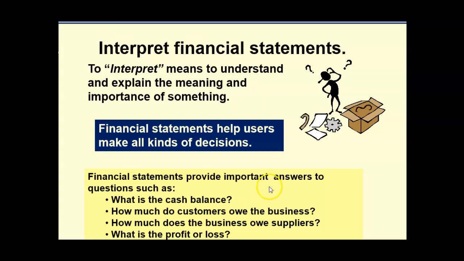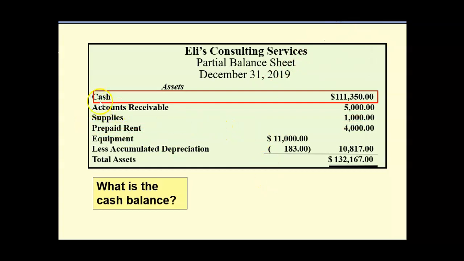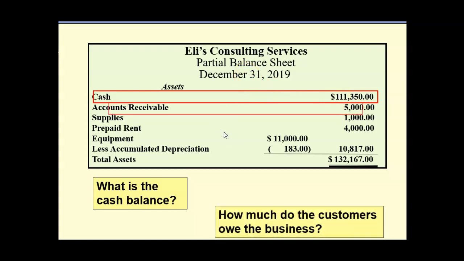So if there's a question about the cash balance, I'll go to the balance sheet to see the amount of cash we have available at the end of the accounting period. If there's a question on how much money is owed by our customers, I'll check the accounts receivable account, which shows money owed to the company from its customers. That amount would be $5,000.